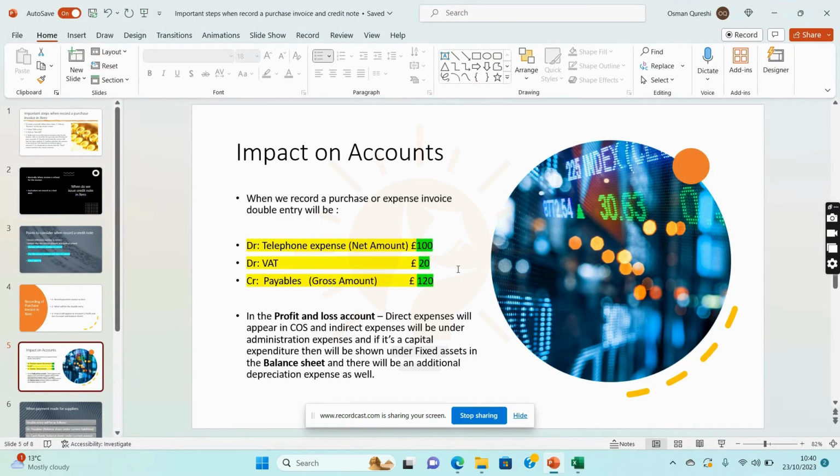And why is it debit? Because the company can reclaim VAT from HMRC. Okay. If you have any questions, please let me know.